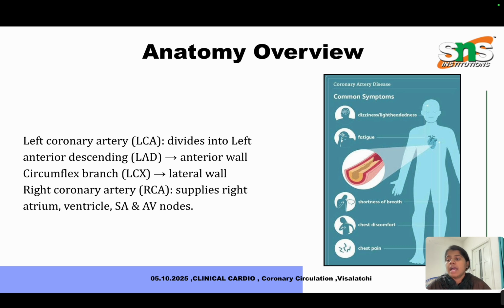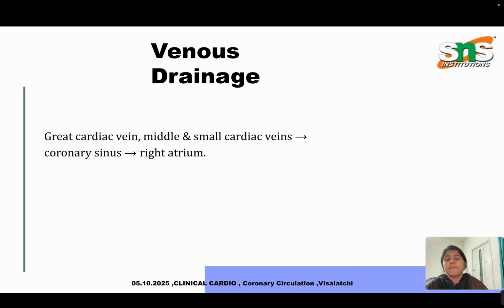On the other hand, the right coronary artery, that is RCA, supplies the right atrium and right ventricle, and it also supplies the SA node and AV node in many individuals. Blockages in these vessels produce specific MI patterns, that is myocardial infarction patterns. Coming to the venous drainage, the deoxygenated blood returns through the great cardiac vein, middle cardiac vein, and small cardiac vein, all draining into the coronary sinus, which empties into the right atrium.